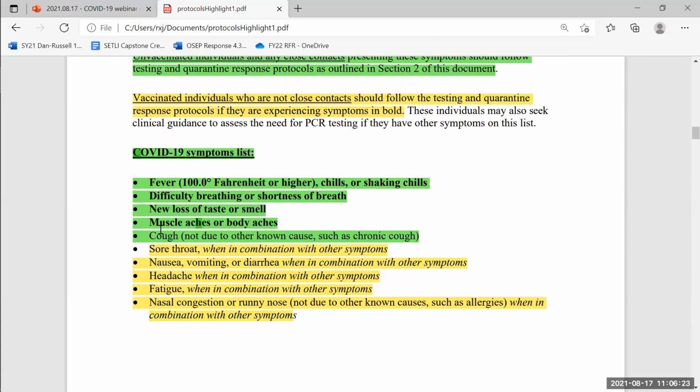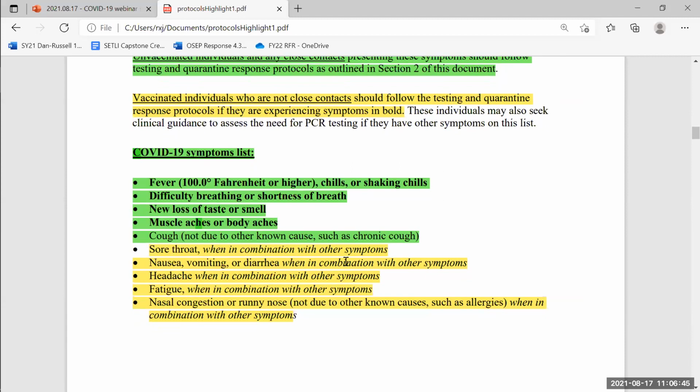And so, keeping in mind that these are the standalone COVID symptoms, what's really changed for this year, and that I really want to make sure you're looking at closely, is these additional symptoms that are only relevant for COVID when they're in combination with other symptoms. So particularly sore throat, for example, is a change: it's relevant when in combination with other symptoms. That was not the case last year.